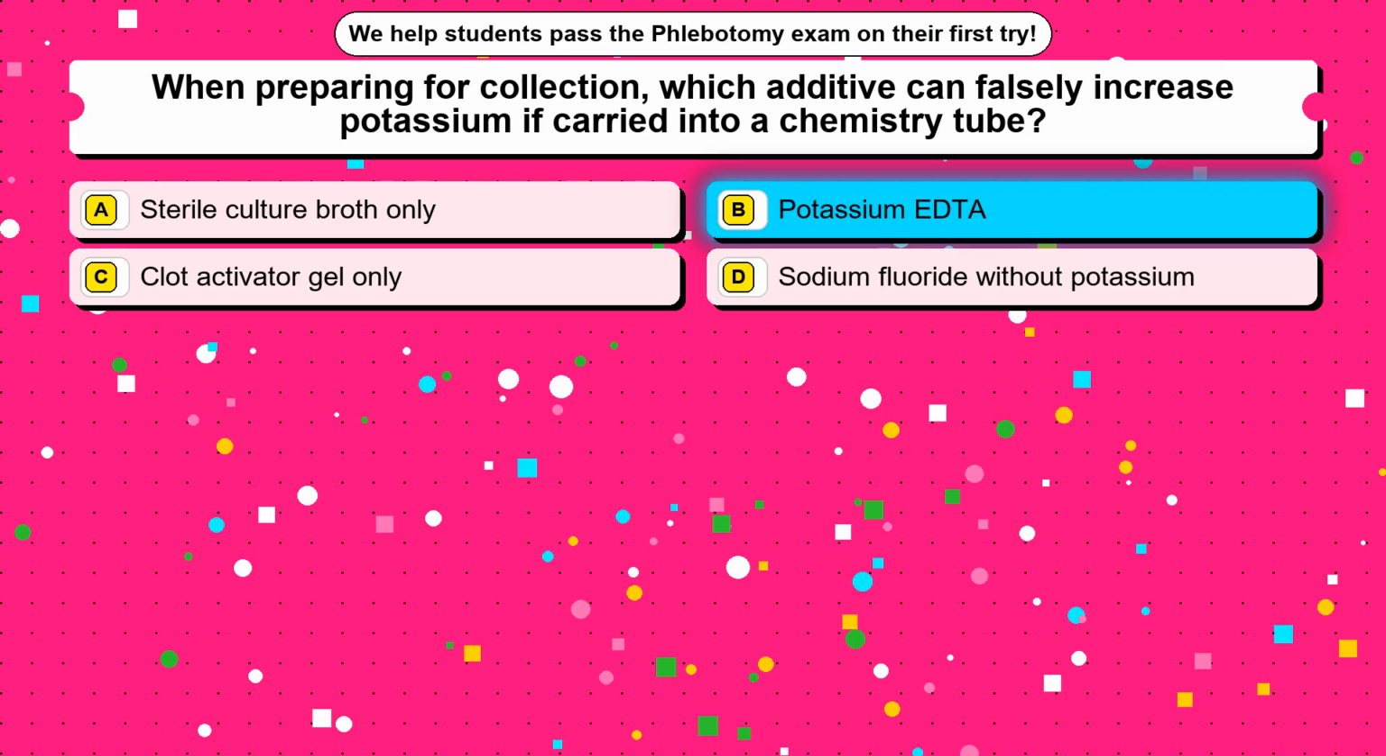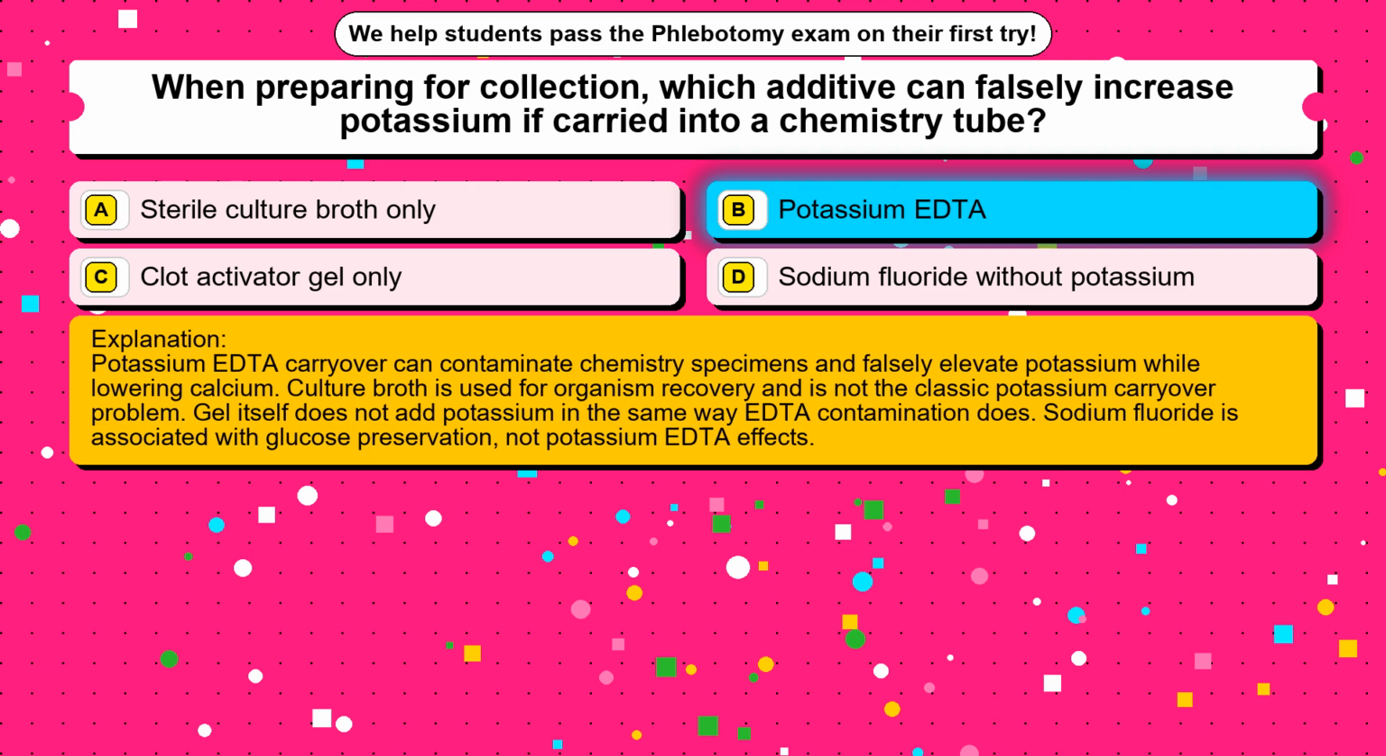Potassium EDTA. Potassium EDTA carryover can contaminate chemistry specimens and falsely elevate potassium while lowering calcium. Culture broth is used for organism recovery and is not the classic potassium carryover problem. Gel itself does not add potassium in the same way EDTA contamination does. Sodium fluoride is associated with glucose preservation, not potassium EDTA effects.